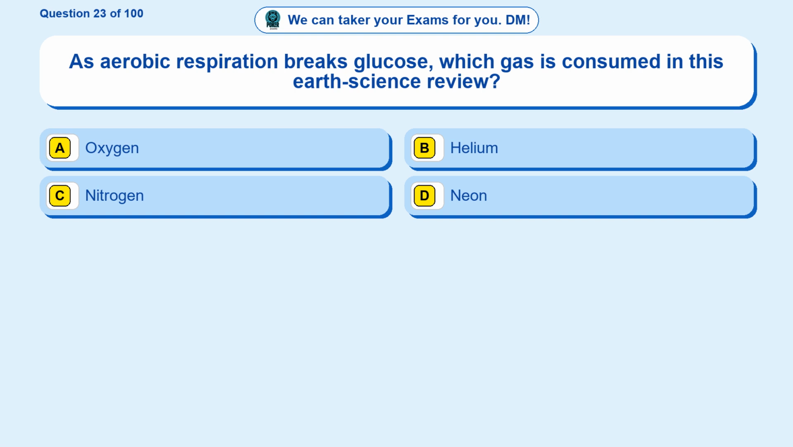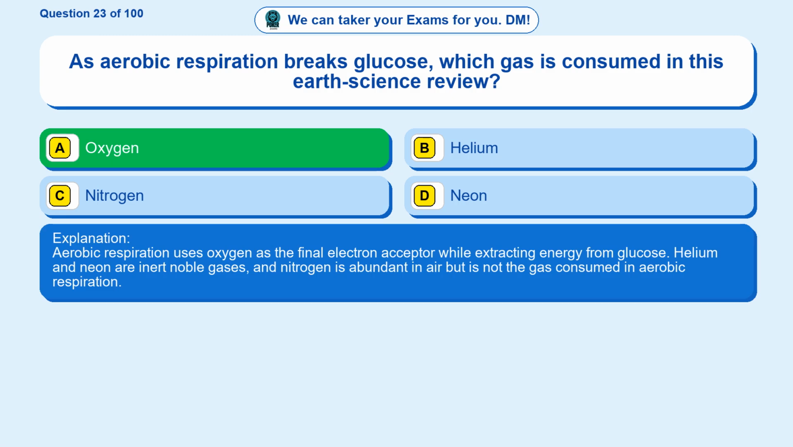Question 23. As aerobic respiration breaks down glucose, which gas is consumed in this Earth Science Review? Option A, oxygen. Option B, helium. Option C, nitrogen. Option D, neon. The correct answer is option A. Oxygen. Aerobic respiration uses oxygen as the final electron acceptor while extracting energy from glucose. Helium and neon are inert noble gases, and nitrogen is abundant in air but is not the gas consumed in aerobic respiration.